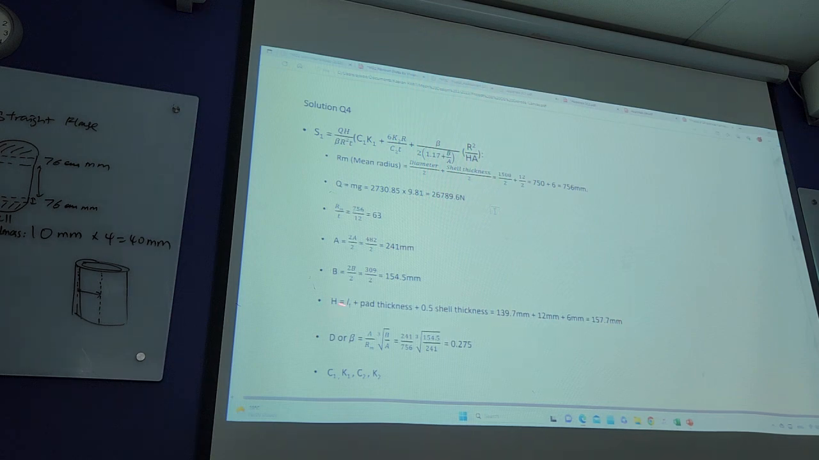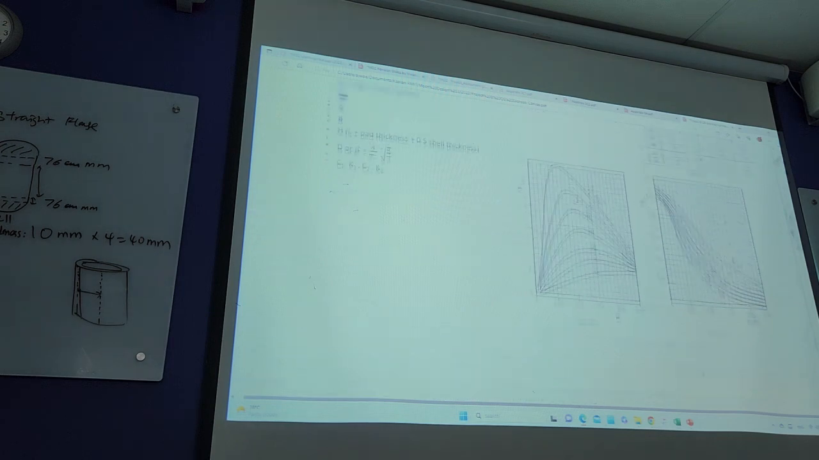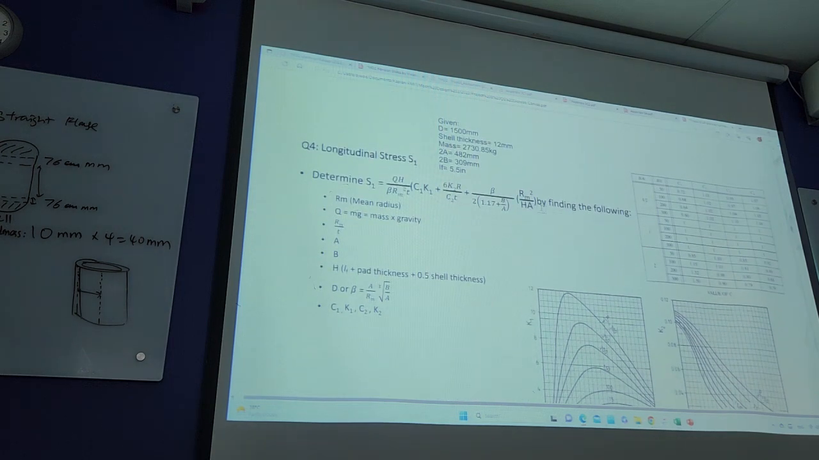If you wonder why we need H, right, then in this case you go back to the formula here. Alright, you need H here. You need H here, right?